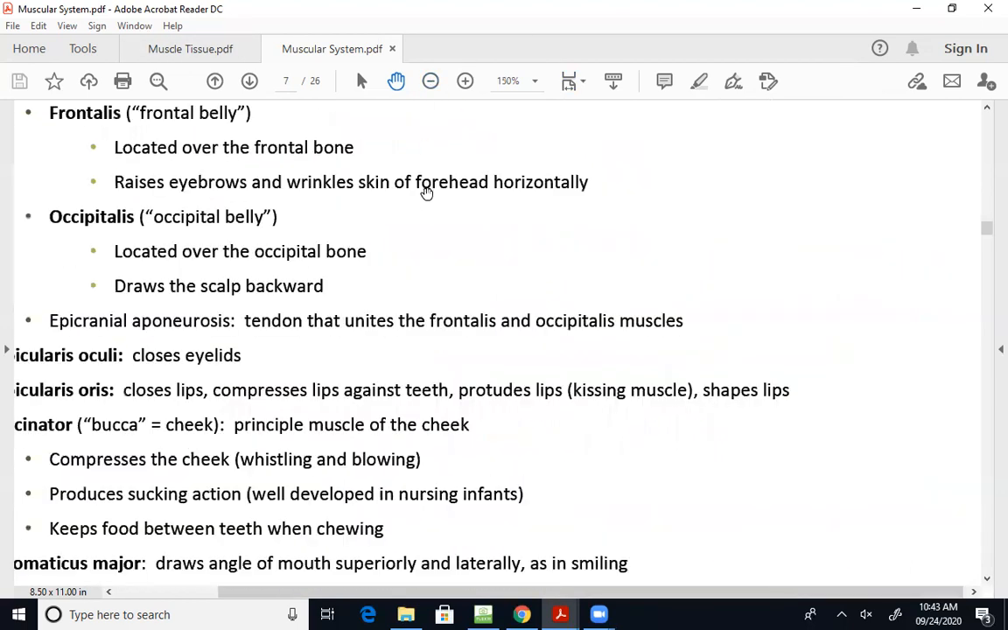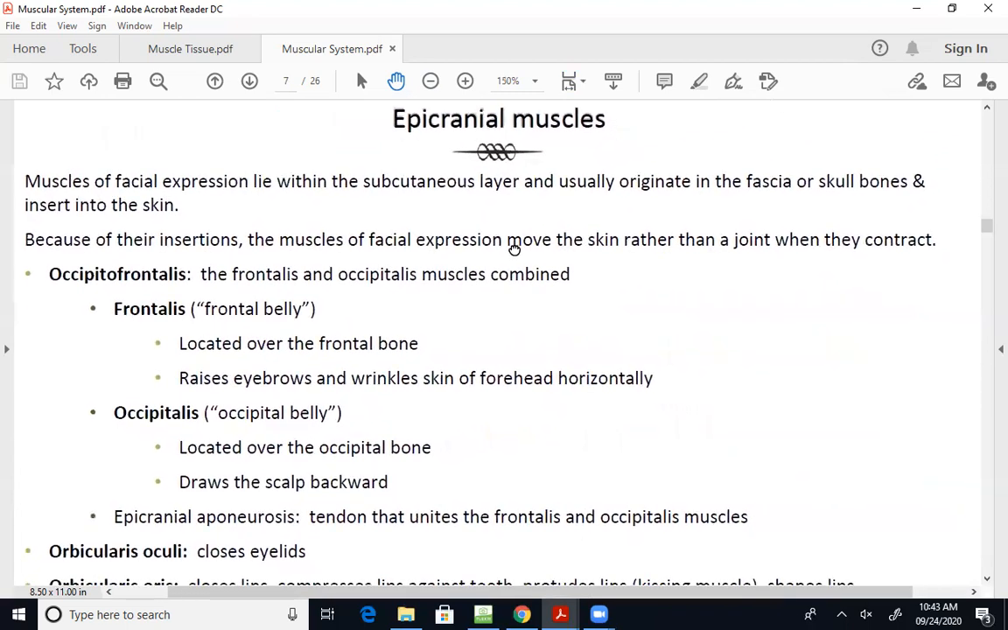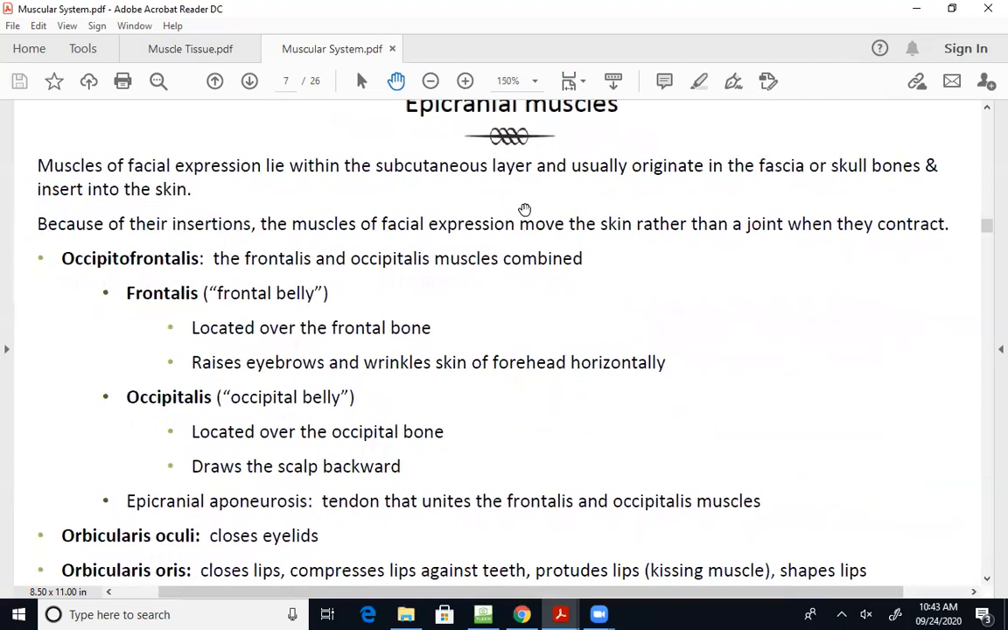Let's talk about facial muscles. Facial muscles are a little bit unique in that muscles typically move joints. Well, facial muscles move skin a lot of times, and they provide us the ability to make facial movements, smiling and frowning and scowling, raising your eyebrows and that kind of stuff. So their insertion and origin are a little bit different, okay? They lie within the subcutaneous layer, usually originating in the fascia or skull bones, but they insert into the skin. Okay? And as I just said, because of their insertions, muscles of our facial expression move our skin rather than a joint when they contract.